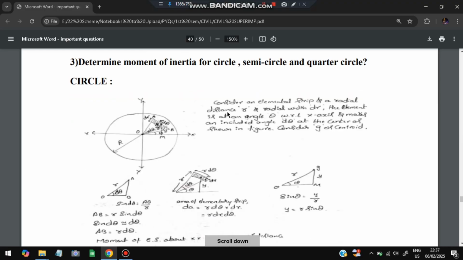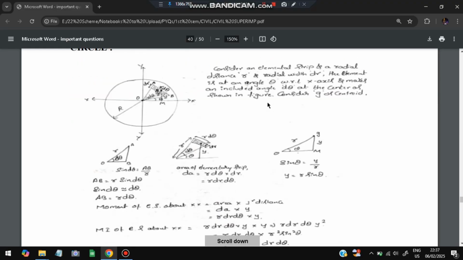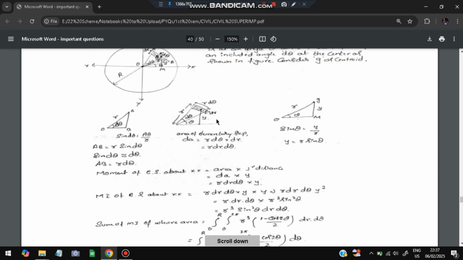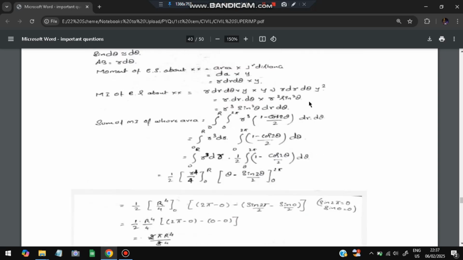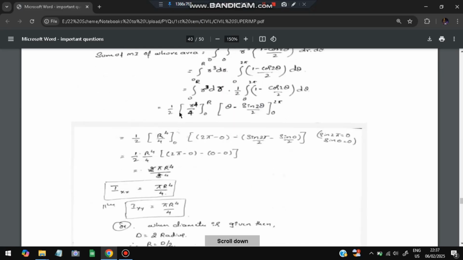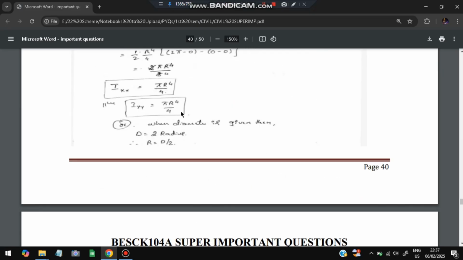Same thing goes for the inertia of the circle, semicircle, and quarter circle. You can go through it. The small area which is considered is r into this value, this is r d theta. So r into r d theta is the small strip considered, and we'll be applying the same formulas here for a strip, then for the moment of inertia for the x-axis, then for the whole area. So we'll get Ixx and Iyy.